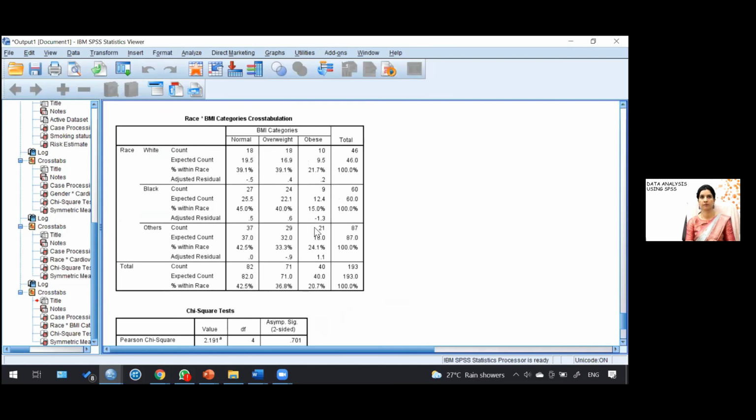No, ma'am. It is 0.5, 0.4, 0.2. No, ma'am. And if you see the difference also, it is very close: 18, 19.5, 18, 16, 10, 9.5, 27, 25.5. So the difference between observed and expected is very less.